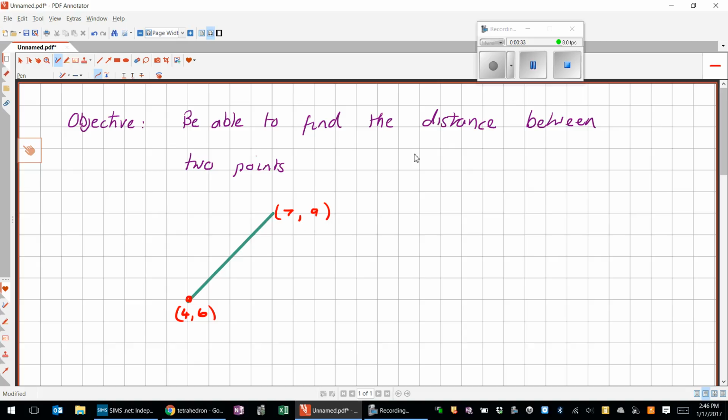You know what I mean by line segment? Because a line goes on forever, it doesn't stop, and a segment of a line has two endpoints. So, just out of interest, if I asked you for the gradient of that line, you would say 3 over... So we're going from 4 to 7, so 3. And then we've got from 6 to 9, which is 3. So we've got 3 over 3, which equals 1.